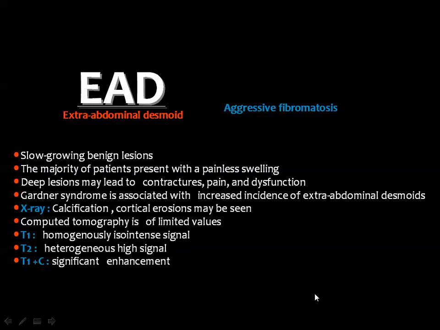anterior abdominal wall. And extra-abdominal desmoids are known as aggressive fibromatosis. They are slowly growing benign tumors with a very high incidence rate of recurrence. And the patient may present with painless swelling. The deep lesions may cause contractures or pain or organ dysfunction.